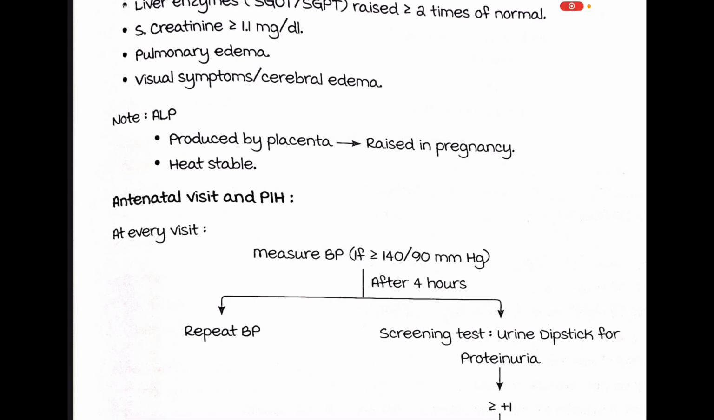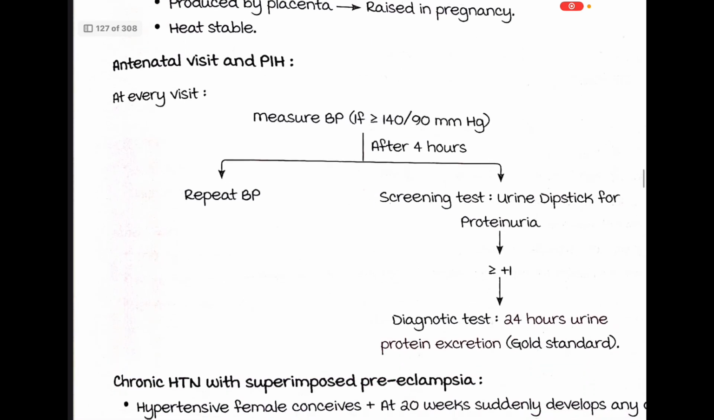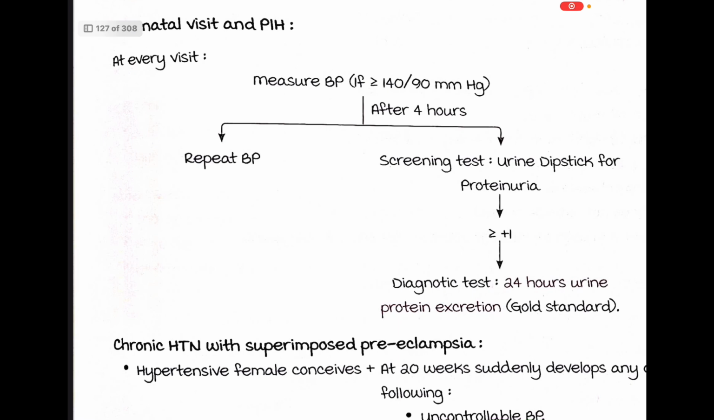Antenatal visit and pregnancy induced hypertension. At every visit, measure BP. If it is more than or equal to 140/90, repeat BP after 4 hours. Screening test: urine dipstick for proteinuria, more than or equal to 1+. Diagnostic test: 24 hour urine protein excretion, the gold standard.